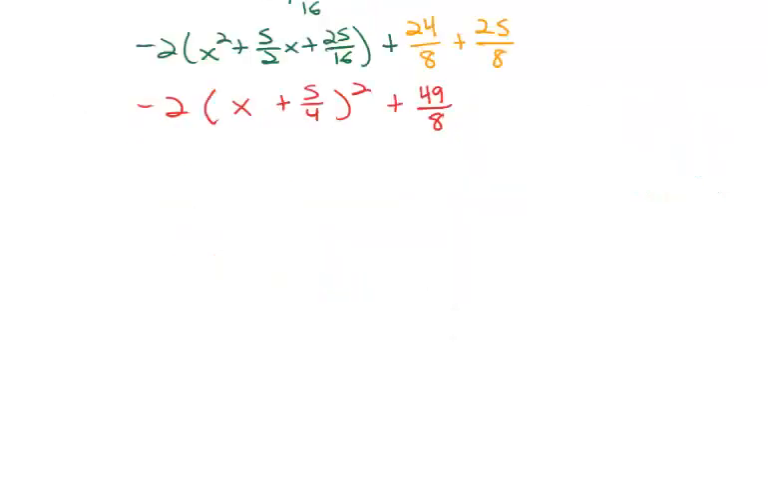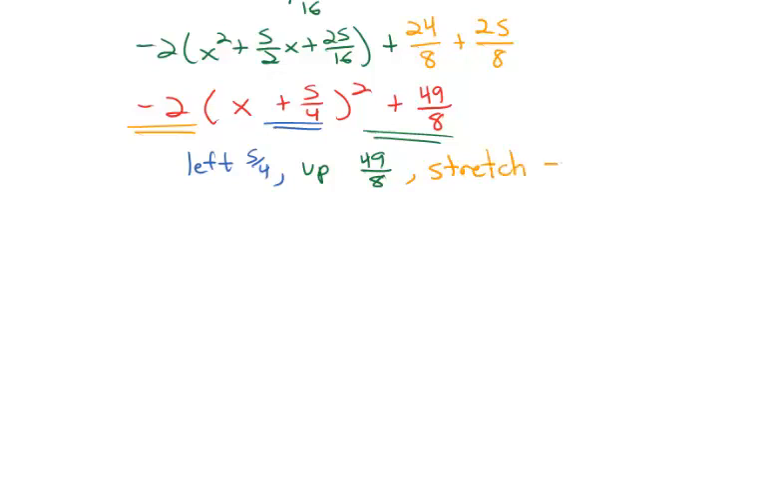Now we're ready to graph. Inside the parentheses, adding 5/4 means we're going to move to the left 5/4 of a unit. Outside the parentheses, which I should do in a different color, adding 49/8 moves it up 49/8, sorry. And then finally we have this negative 2 up front, which means we're going to stretch by negative 2. And when we stretch it by a negative, that's going to turn it upside down.